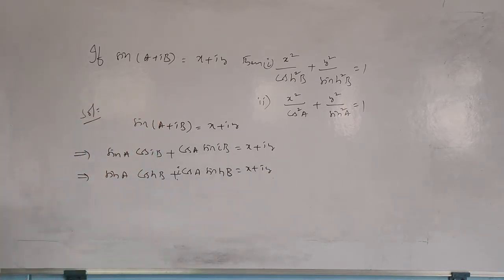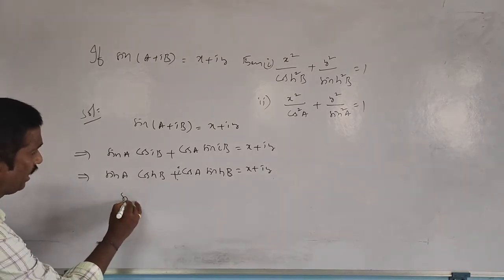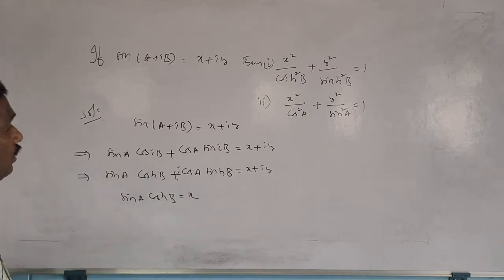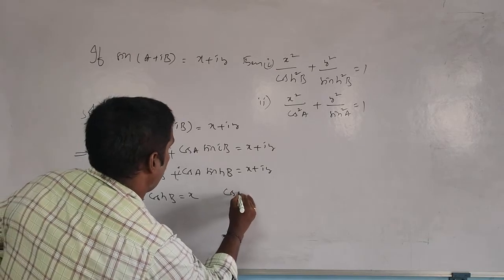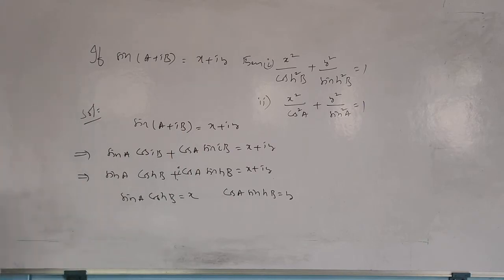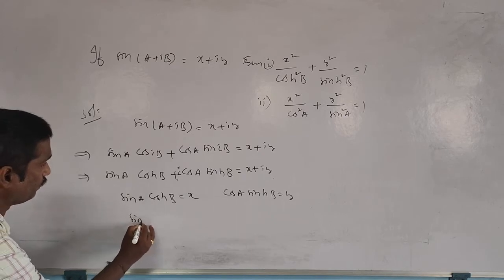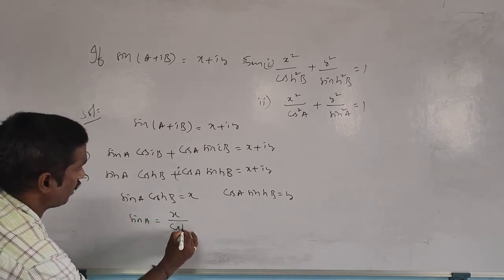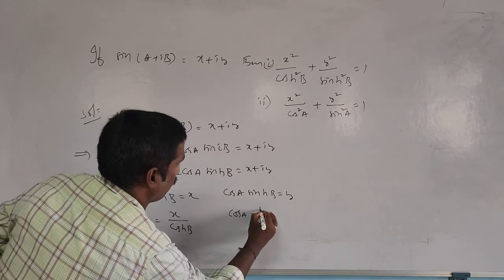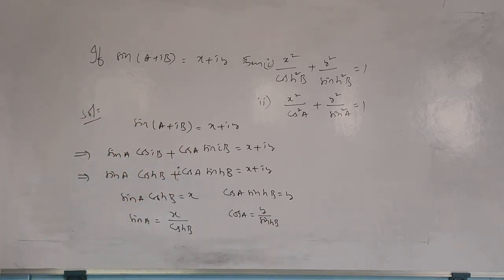Now subtract the real and imaginary parts on both sides. So sin a cosh b equals x, and cos a sinh b equals y. These are imaginary parts, these are real parts. Now write sin a equals x by cosh b and cos a equals y by sinh b. Now apply the trigonometric identity.